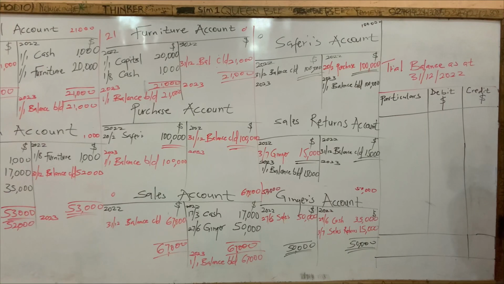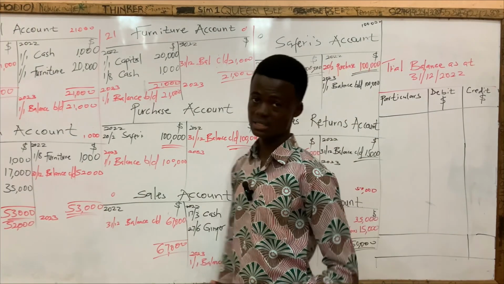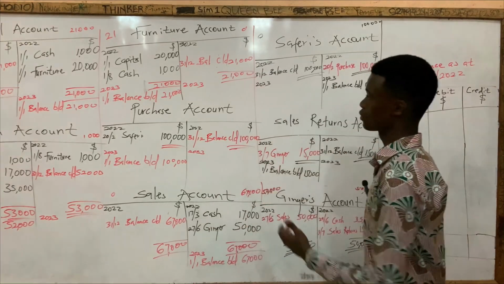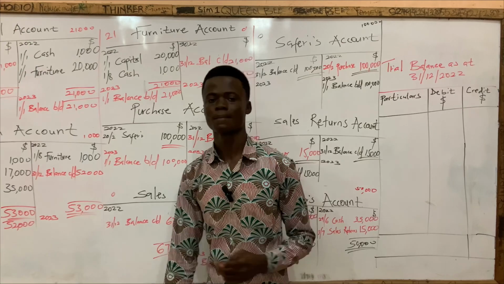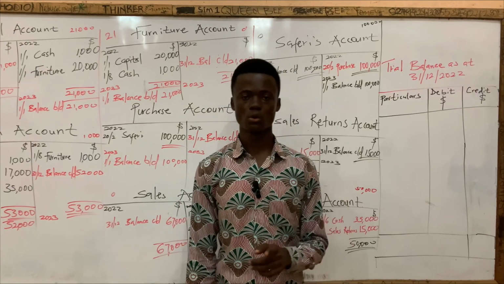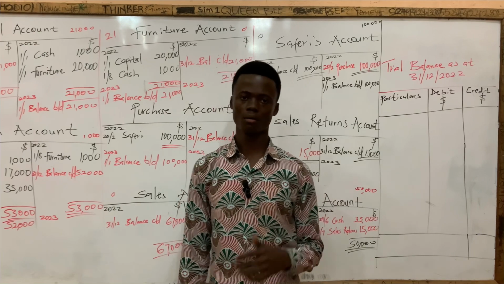But after everything, the total debit entries of the trial balance needs to balance with the total credit entries. And if you do so, then it means that our bookkeeping is accurate and that it's free from error. But mind you that I earlier said that that is not always the case, because there are some errors that do not affect the agreement of the trial balance.